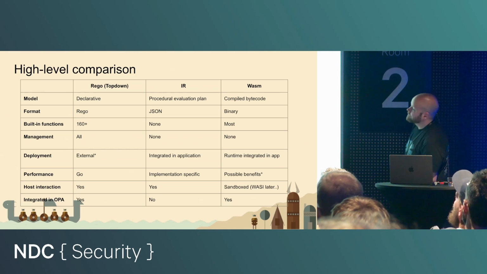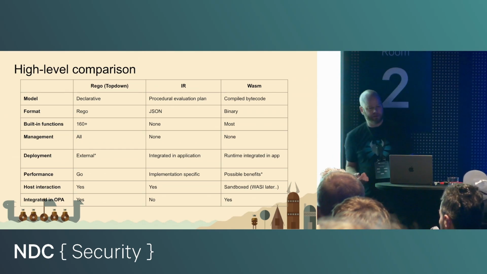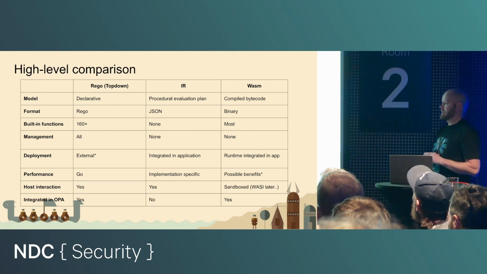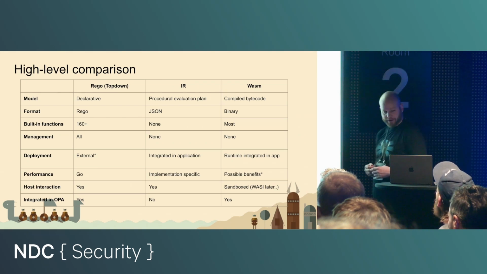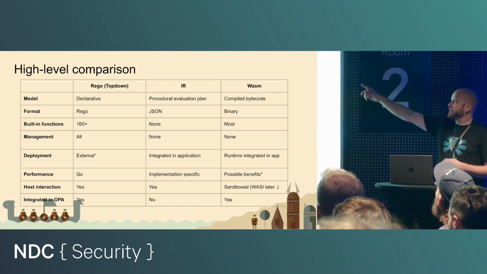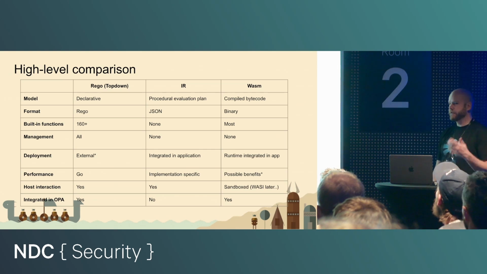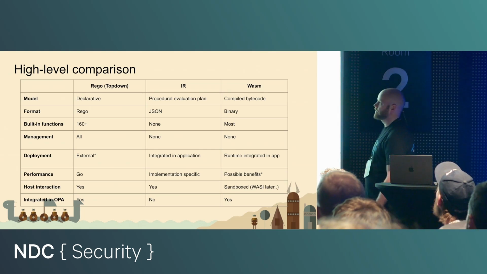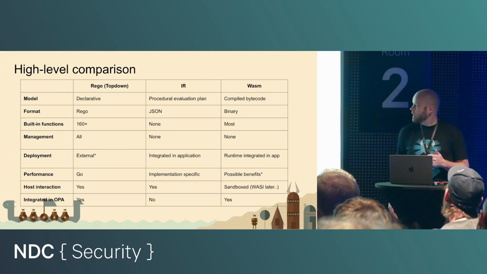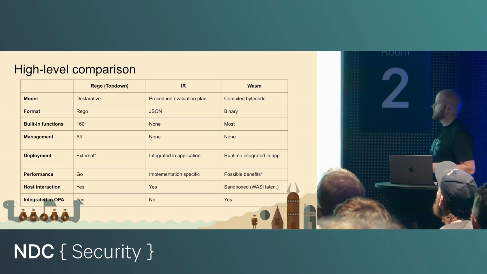OPA has apparently 160 built-in functions. The IR has none, because it's you that writes that implementation. So presumably, you're not using 160 different built-in functions, so it would make sense to start with those that you actually make use of. WASM, on the other hand, ships with most of these compiled.